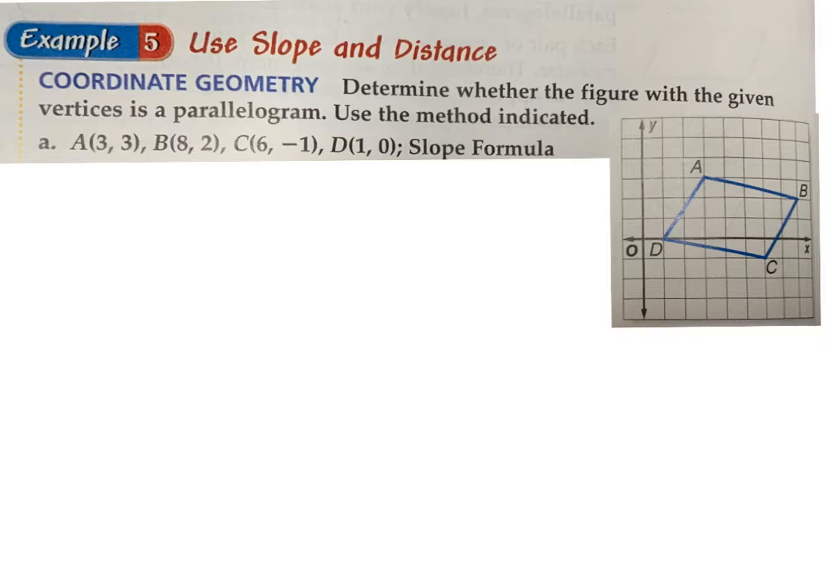All right, so coordinate geometry. This is determine whether the figure with the given vertices is a parallelogram. Use the method indicated. The first method they tell us is the slope formula. In order to use the slope formula and prove that this is a parallelogram, I have to somehow prove that this has the same slope as that. That would make them parallel. And that this has the same slope as that. That would also make it. So all 4 of them must be parallel in pairs. So I have to have 2 sets if I am just going to use slope. All right? And so that's what you're going to do.